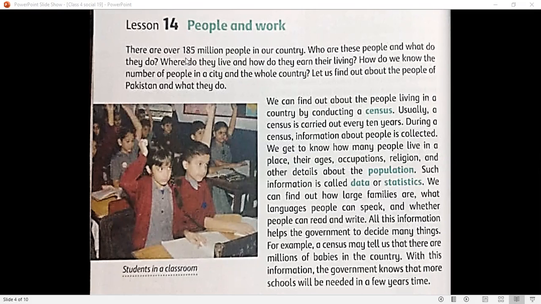There are over 185 million people in our country. Mean, in Pakistan, there are over 185 million people. Who are these people and what do they do? Where do they live and how do they earn their living? How do we know the number of people in a city and the whole country? Let us find out about the people of Pakistan and what they do.